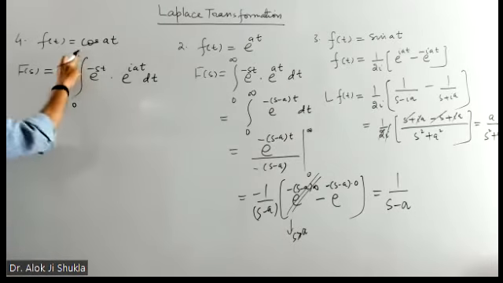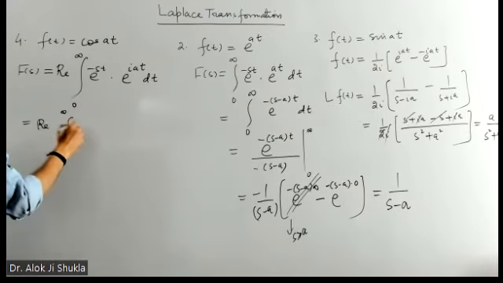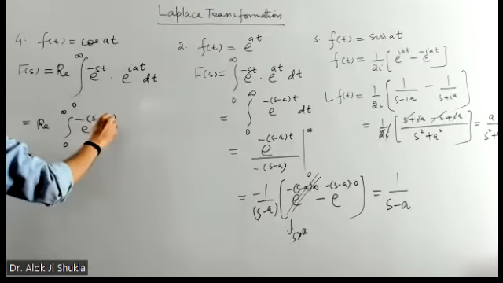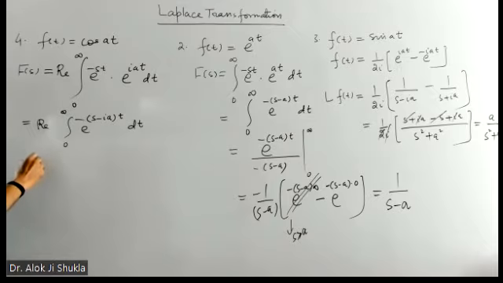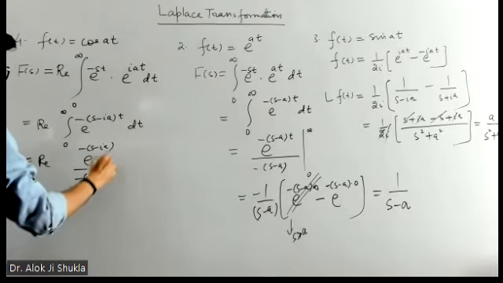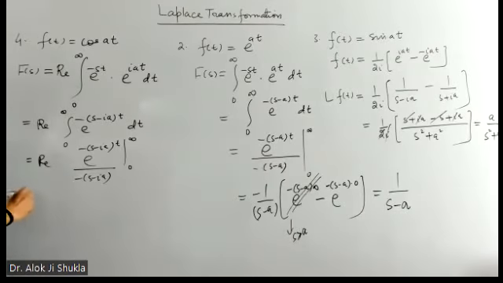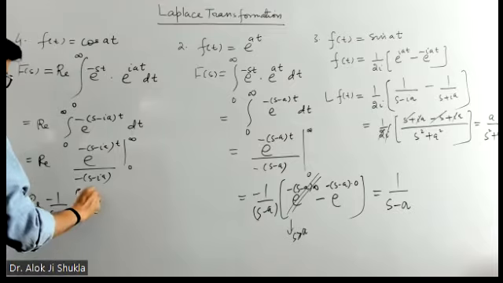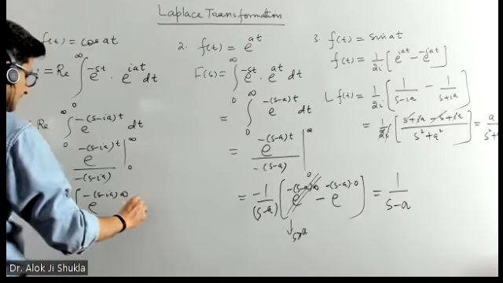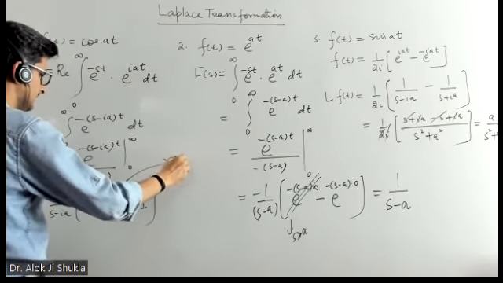Right? So this will become the real of integral 0 to infinity e to the power minus (s minus ia)t dt. So this will become real of e to the power minus (s minus ia)t over minus (s minus ia), 0 to infinity. Correct? So this will become real of minus 1 upon s minus ia into, यहाँ ध्यान से देखना, e to the power minus (s minus ia) infinity minus 1. Now this will become 0 because s is greater than 0.